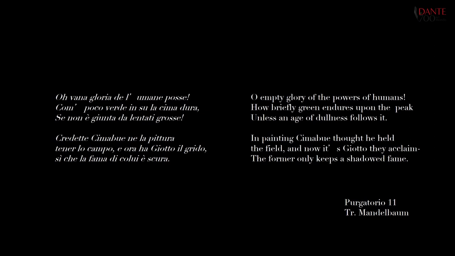So Dante here is reflecting on the theme of vainglory, and he's using these two artists, Cimabue, who was very famous in the 1270s, and then Giotto, who became famous in the 1290s and 1300, when Dante was in his maturity, to reflect on how quickly the taste for art changes. I'm reading these verses in English. "O empty glory of the powers of humans, how briefly green endures upon the peak, unless an age of dullness follows it. In painting, Cimabue thought he held the field, and now it's Giotto they acclaim."